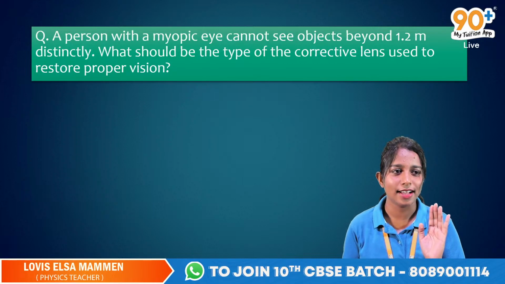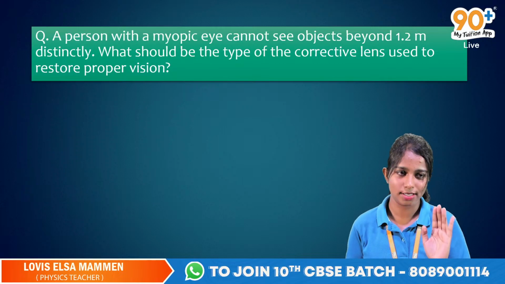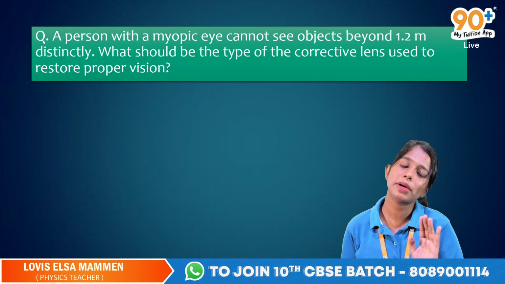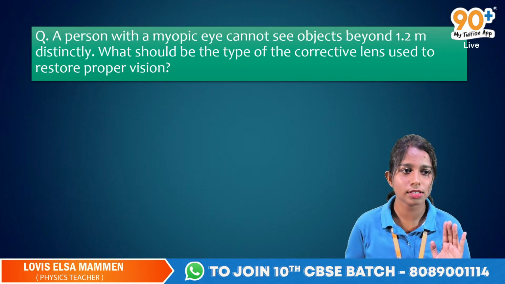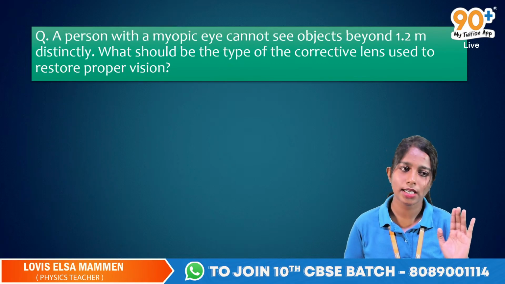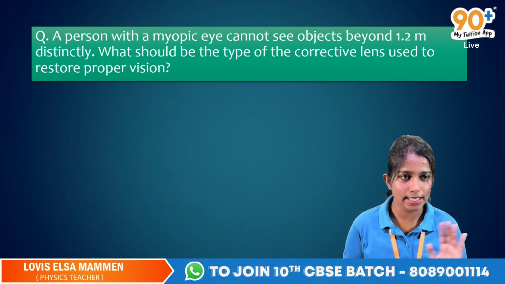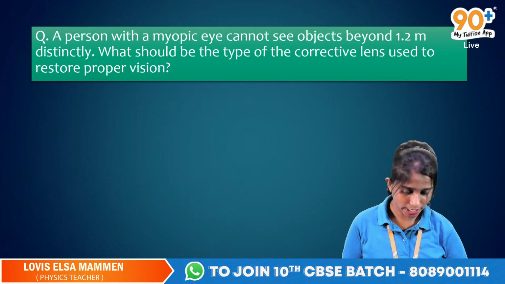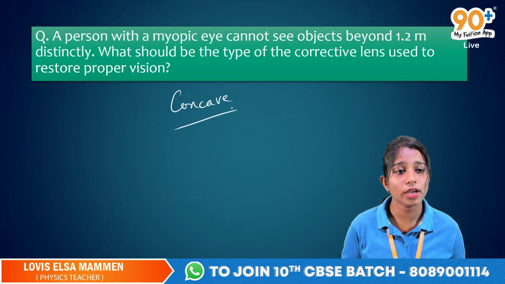Now look here. What could be the defect? It is myopia. Okay, it is given in the question. Now what should be the type of the corrective lens used? In the case of myopia, it is concave lens. So write it. Simple question. ഇത്രേ ഉള്ളൂ. 1 മാർക്കിനൊക്കെ ചോദിക്കുന്നതാ.